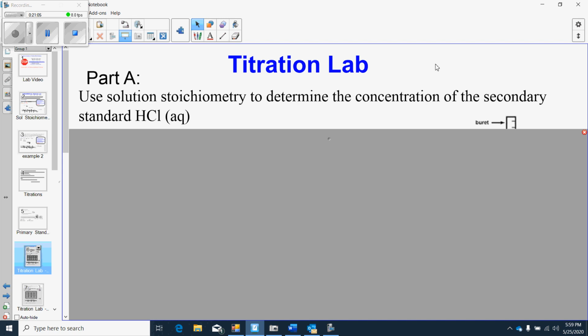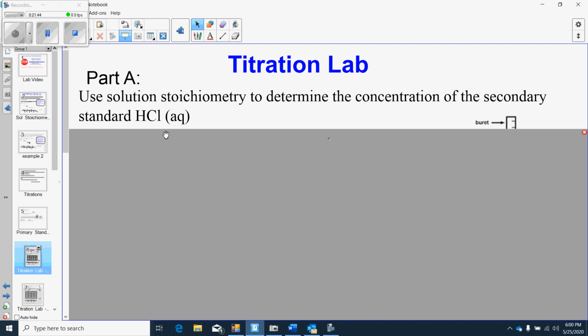So use solution stoichiometry to determine the concentration of the secondary standard. Remember, our primary standard was this sodium carbonate. Why? It had a large molar mass. It does not absorb water from the atmosphere. It's readily available, and non-reactive, so it's not going to react with anything. Those are the things we look for, and that's a really good primary standard.